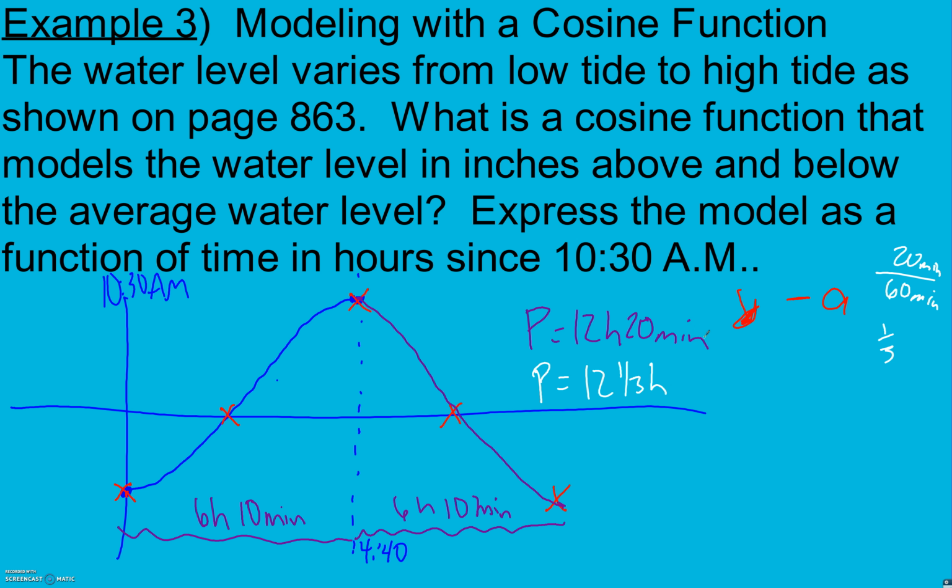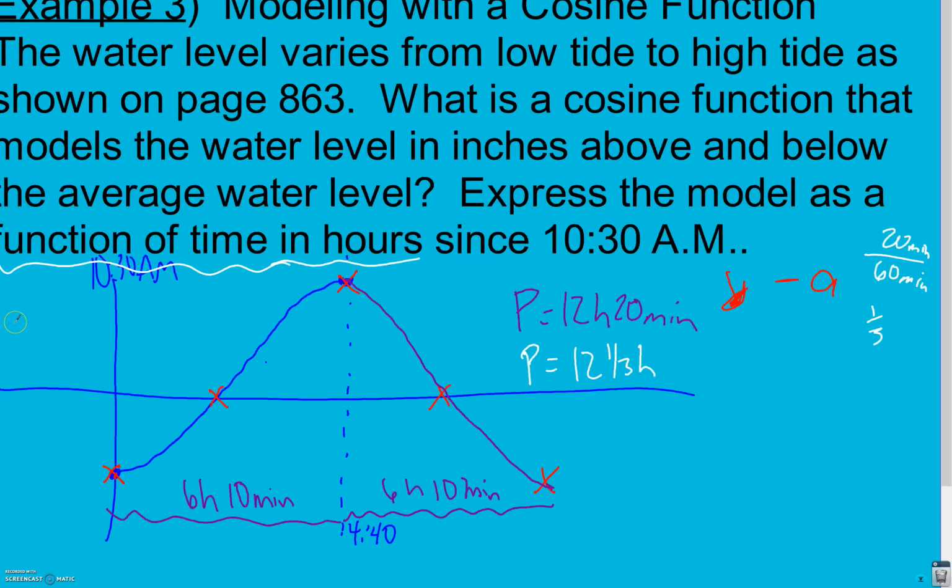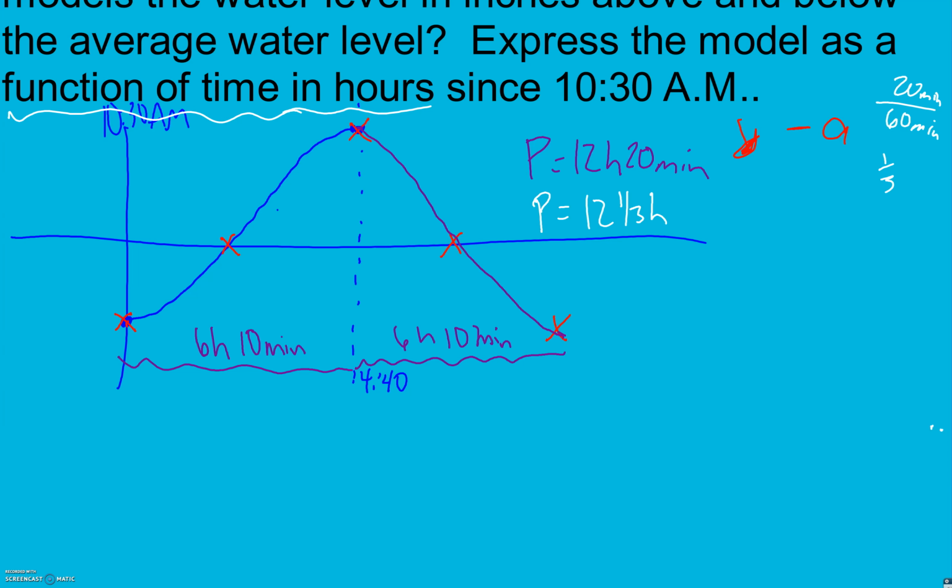We also know that to find our b value, because what we're looking for is a function of time in hours, we're looking for y equals a times cosine, b times t. I'm going to use t here for time. We could have used x, we could have used theta. Doesn't matter what variable we're using. I just happen to be using time. So our b value is what we need to find here.